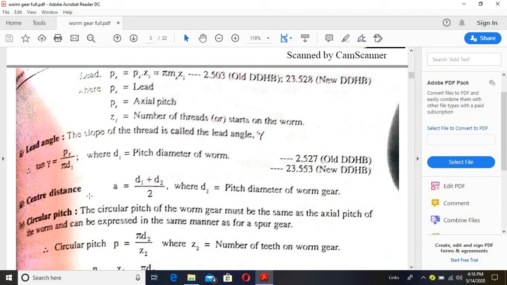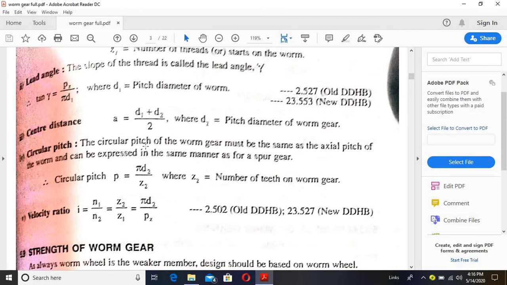So next we will see center distance. The formula to calculate center distance is A is equal to (d1 plus d2) by 2, where d2 is equal to the pitch diameter of the worm gear, and d1 is equal to the pitch diameter of the worm.